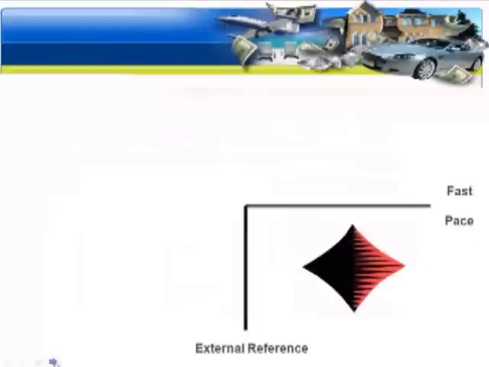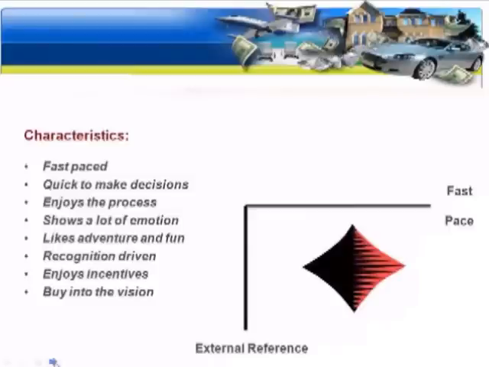The fourth type of individual is what I call a diamond personality, and a diamond personality is a little bit of a showboat. They're very fast-paced, with a lot of external references. Their characteristics are very fast-paced, quick to make decisions. They enjoy the process. They show a lot of emotion. They like adventure, the fun. They love the recognition in the game. They enjoy incentives. They really buy into the vision. So with them, you really have to paint the picture of where you're going.